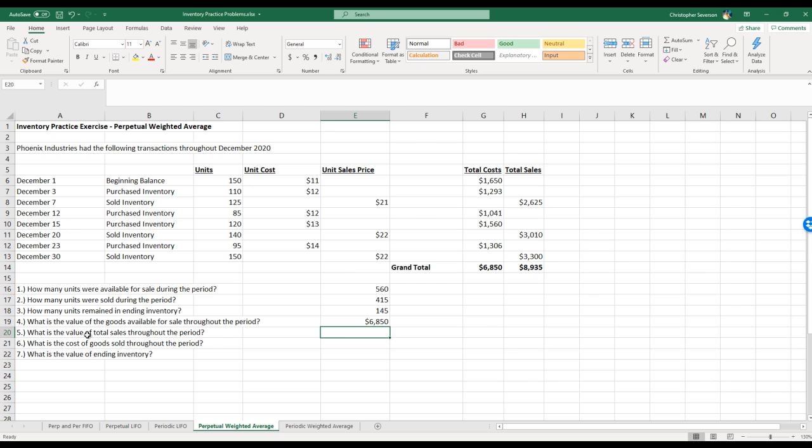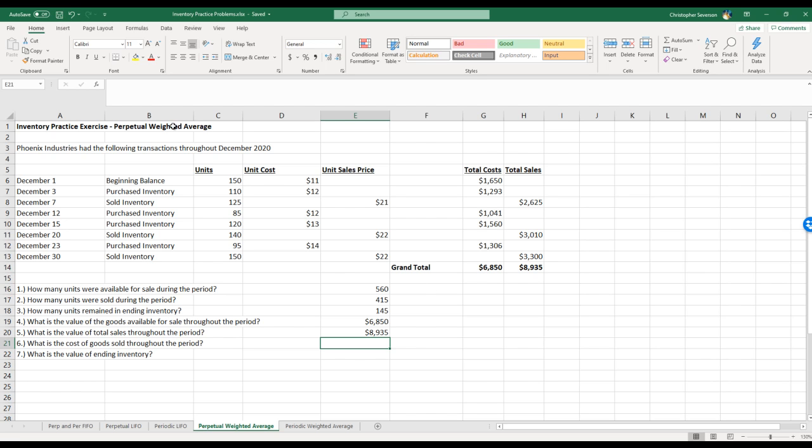What is the value of total sales throughout the period? We already did that one as well. That's 8935. And it makes sense that our sales exceed our costs. Now, even though we didn't sell all of the units, even if we did sell all the units, our sales is certainly going to be higher than our cost because we sell it at a higher price. The company needs to make a profit.